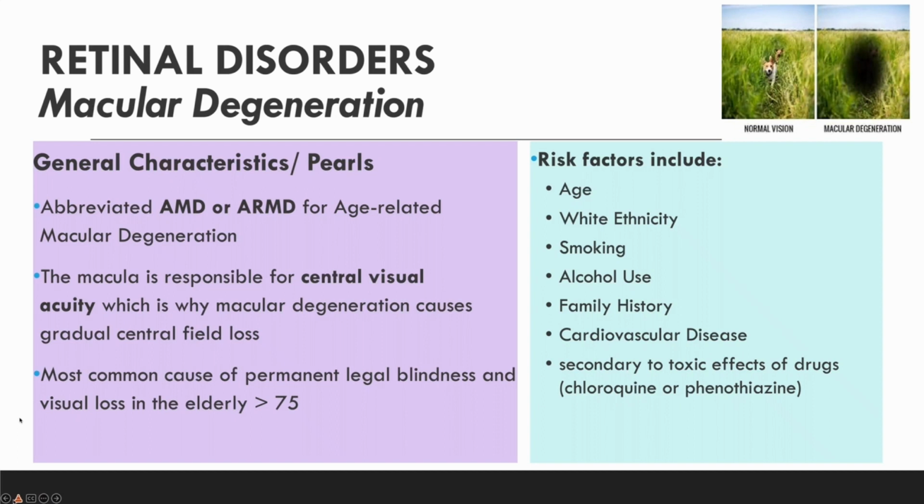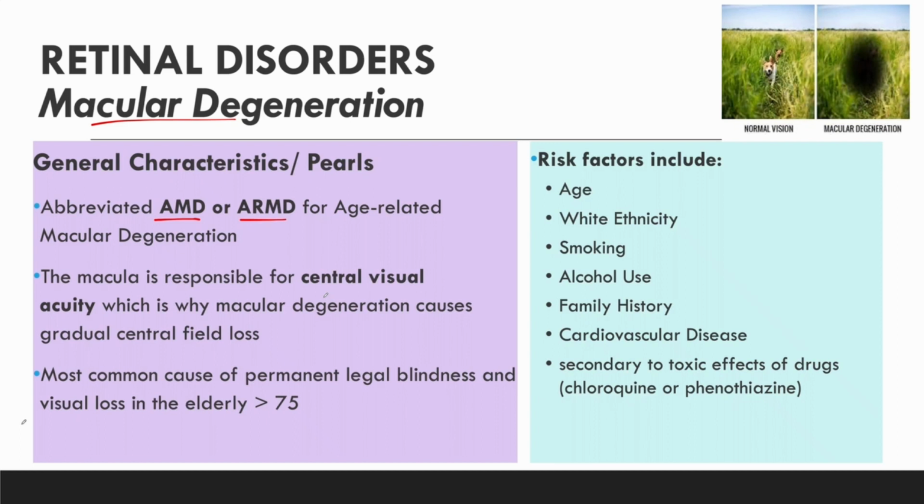Let me get my pen up. All right, so AMD, ARMD, or macular degeneration, but not MD. So macular degeneration, as we know, in the back of the eye, inside the eye, we have the optic disc, which is where the nerves and vessels kind of enter the internal surface of the eye. Then we have the macula, and the macula is the darker area that is responsible for central vision, visual acuity. So the sharp vision, the reading vision, the vision that we use to differentiate between things is that central vision.